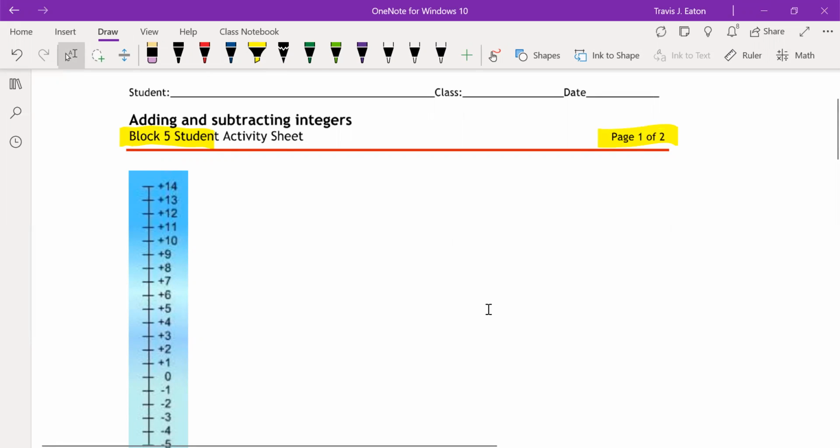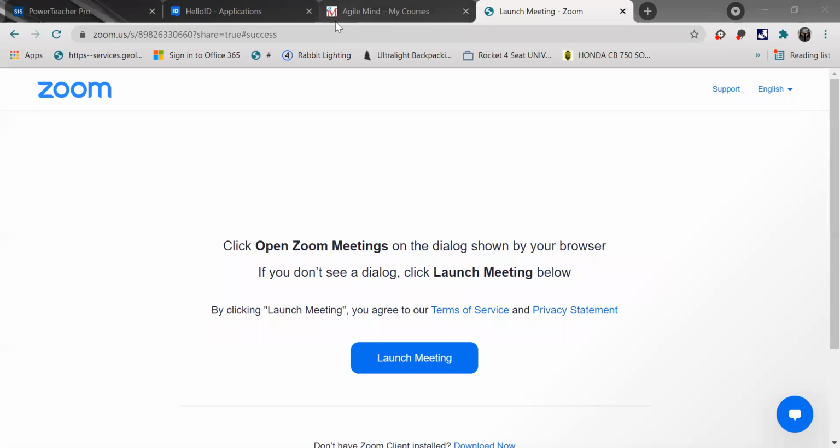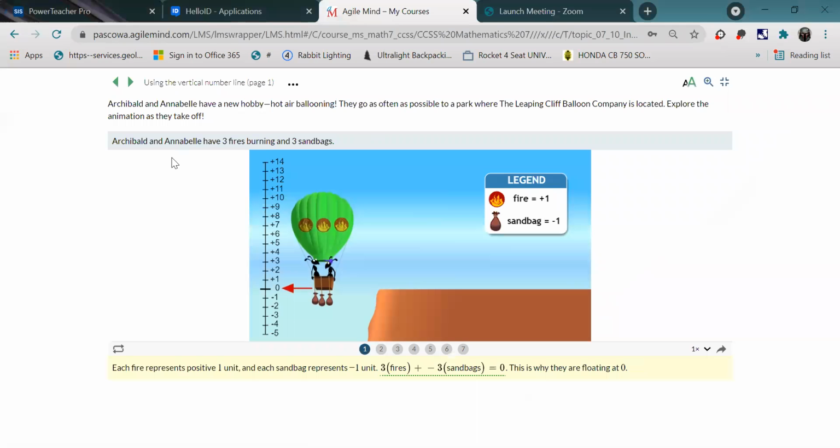But before we do that, I want to do a different share. Let's see, I've got to find it first of all. There we go. All right, so Archibald and Annabelle, these crazy ants, have a new hobby, hot air ballooning. And we're going to take a look at this animation.